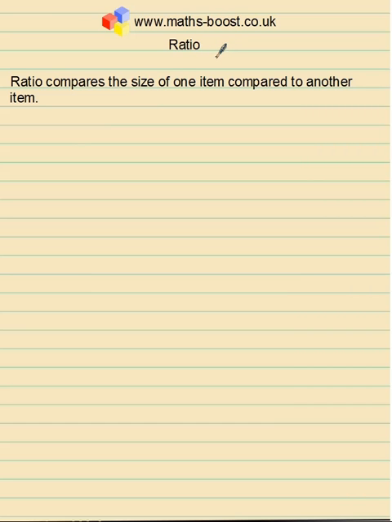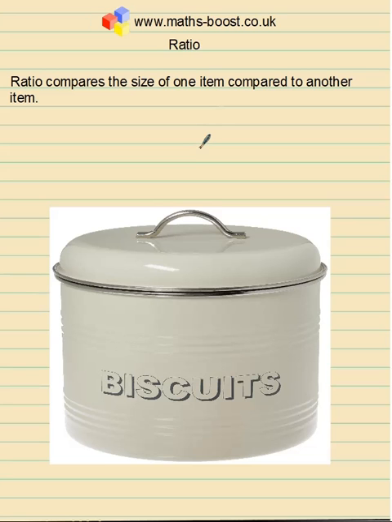Ratio compares the size of one item to another. So for example, if I said the ratio of white chocolate biscuits to milk chocolate biscuits was 1 to 2, I wouldn't know how many biscuits are in the tin, but I would know there are more milk chocolate biscuits, or more precisely, there is twice as many milk chocolate biscuits as white chocolate biscuits.